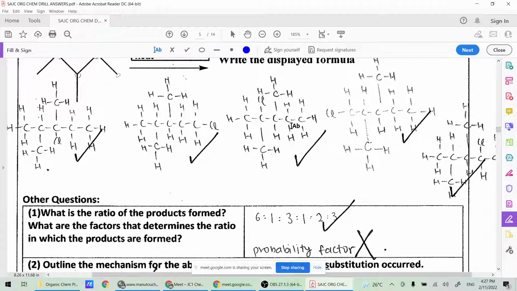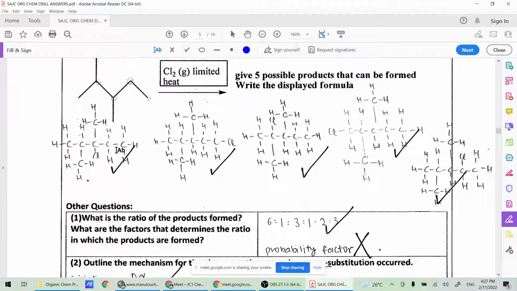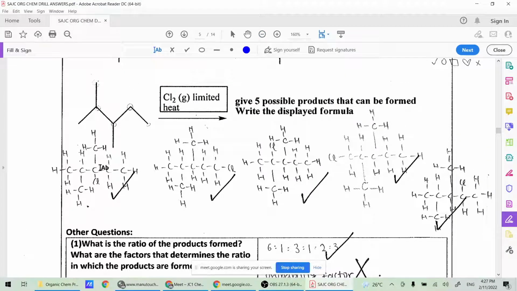So if you look at the first one on the left, for that particular chlorine position, there's only one possible hydrogen location that can give you this product. So that ratio would be 1. Then if you look at the second one, where that particular Cl is, there are 3 positions that will give rise to this product. Hence, the ratio for that would be 3.